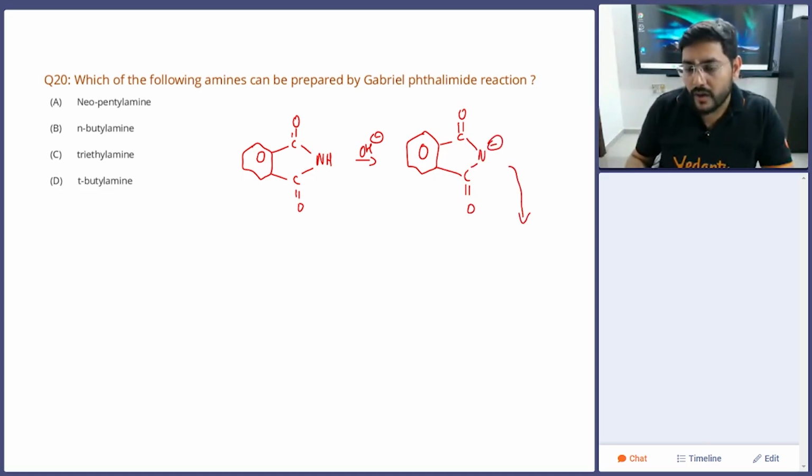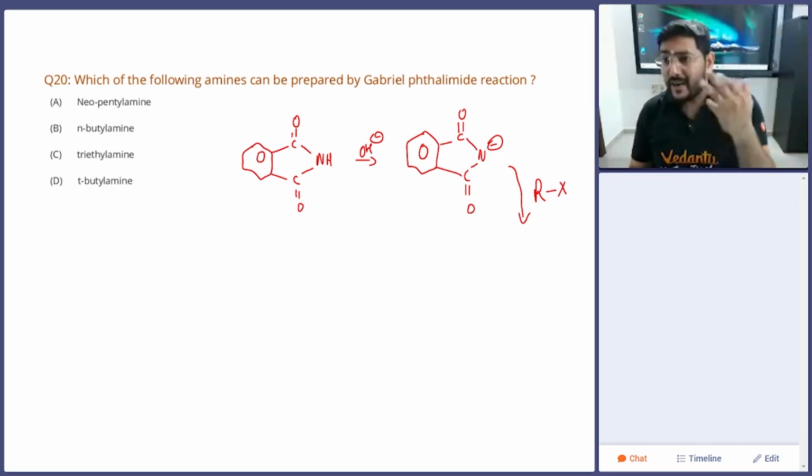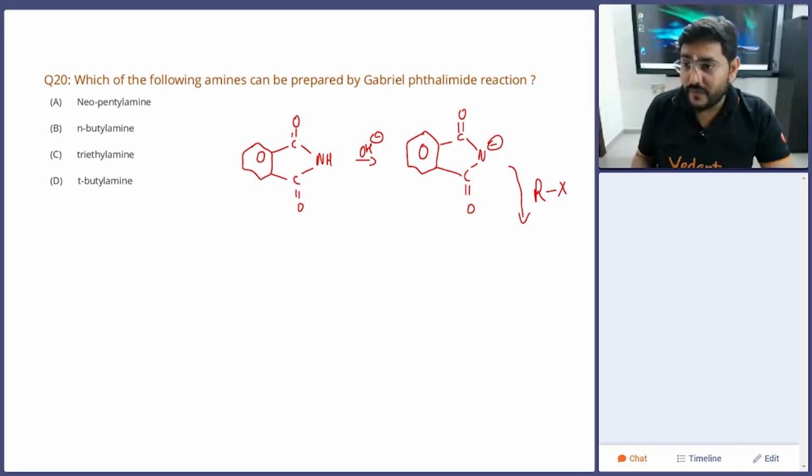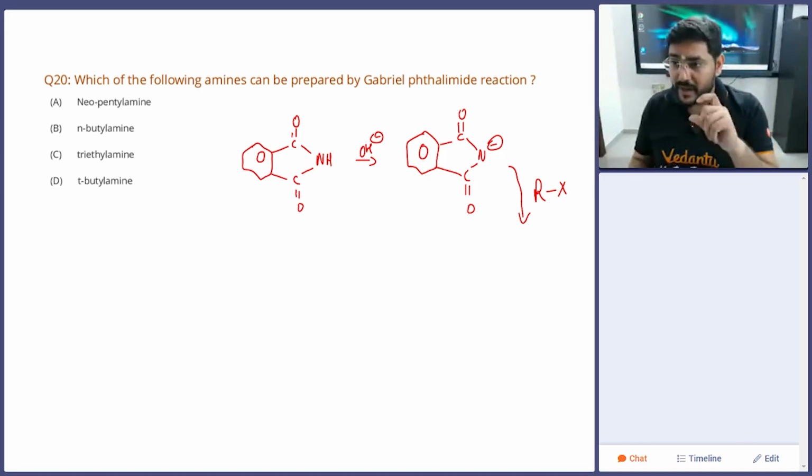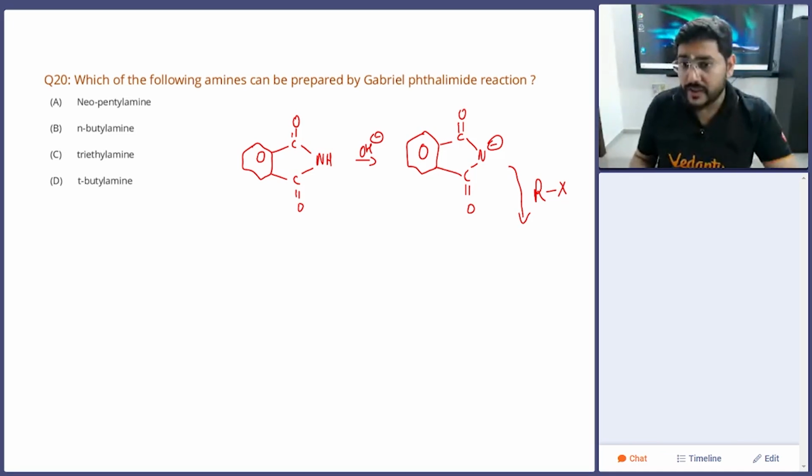Now this is going to attack on RX. It should not be vinylic or chlorobenzene or something like that, otherwise it is not going to react. Why? Because there is going to be double bond character between the carbon and the halogen. So that should not be the condition. Here RX is going to attack, X will leave.